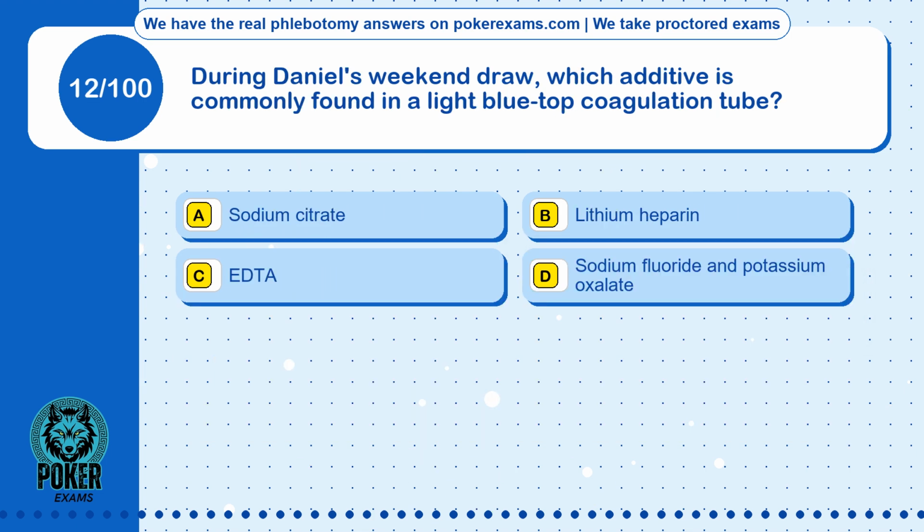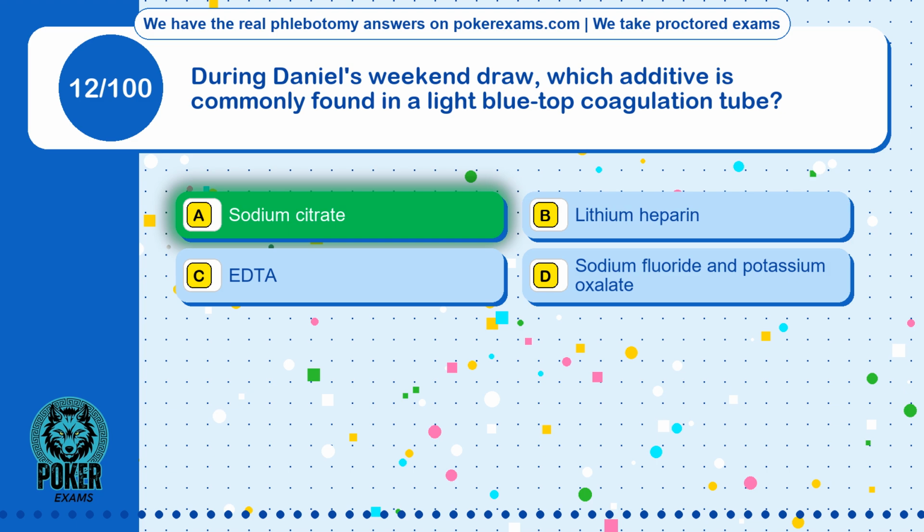Question 12. During Daniel's weekend draw, which additive is commonly found in a light blue top coagulation tube? Option A, sodium citrate. Option B, lithium heparin. Option C, EDTA. Option D, sodium fluoride and potassium oxalate.